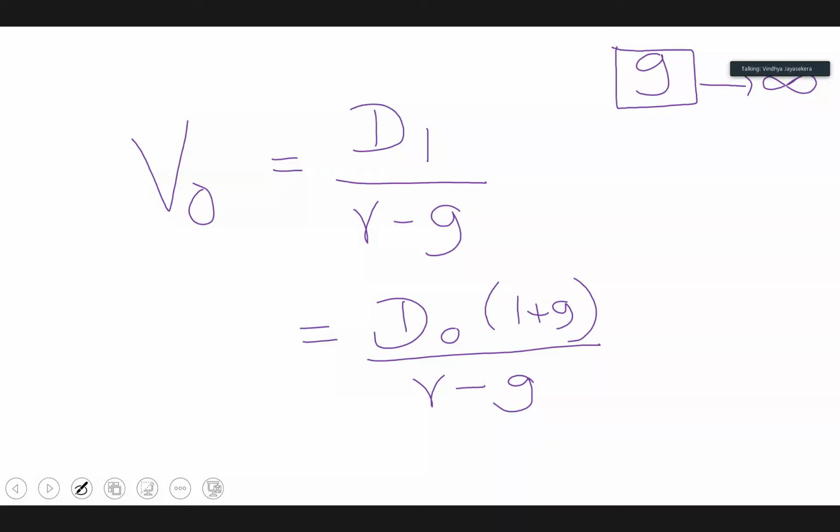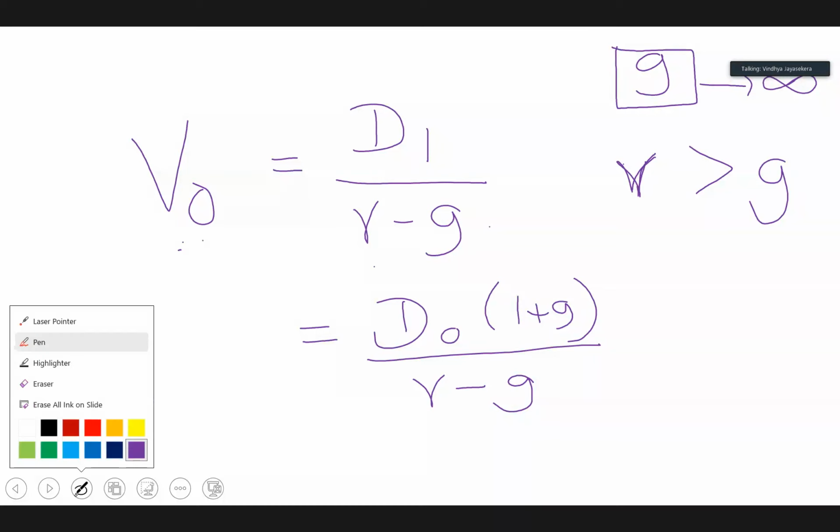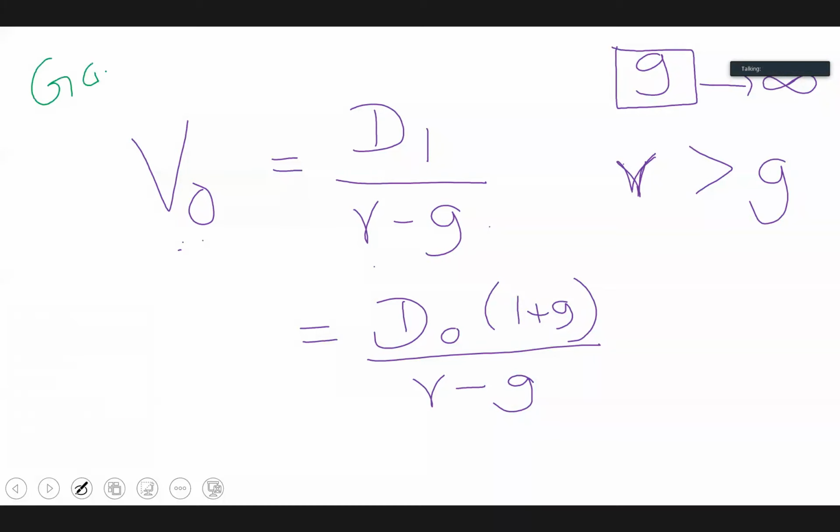Also, you can see that to get a positive value here, this denominator component must be positive. Therefore, R always must be greater than the growth rate of dividends. Otherwise, we can't apply this equation. Okay. So this is what we call the constant growth model. We also call it the Gordon growth model. Any questions?